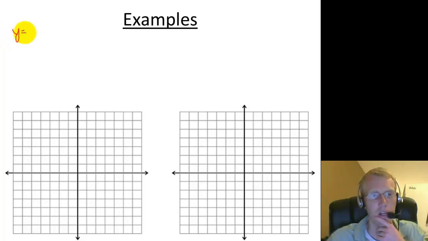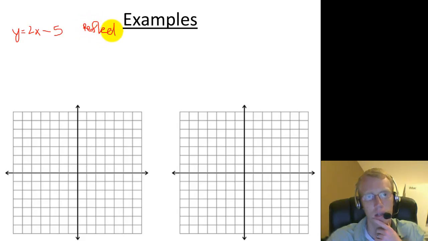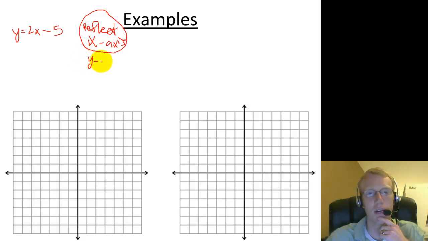Let's reflect y equals 2x minus 5 over the x-axis. To reflect over the x-axis, you want to change y into negative y. So we label this as our old equation, and then we're trying to find the new equation. We're going to take the same equation and replace the y variable with a negative y. So then we'll have negative y equals 2x minus 5.